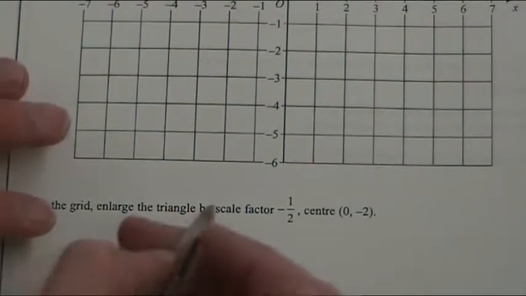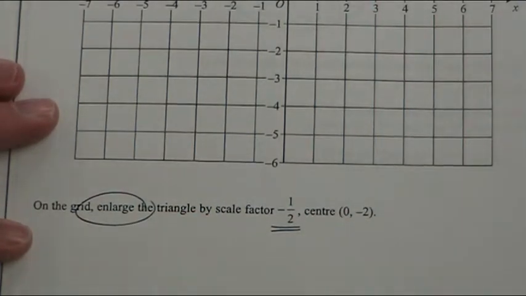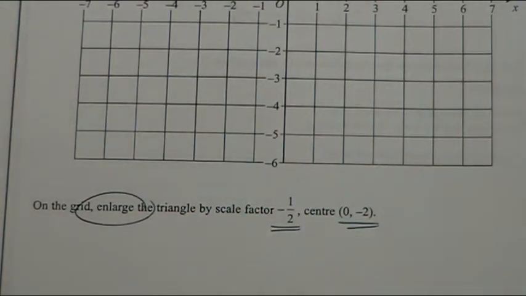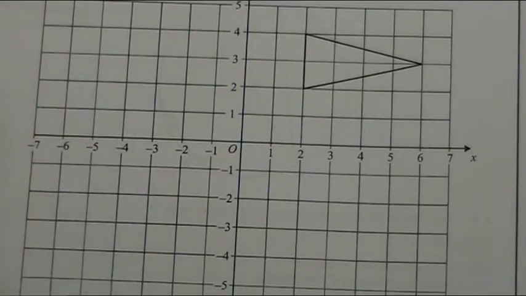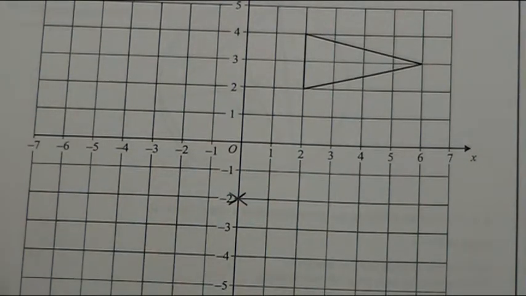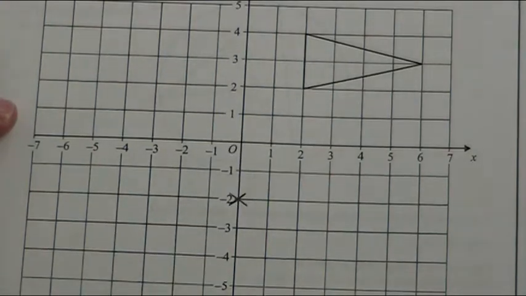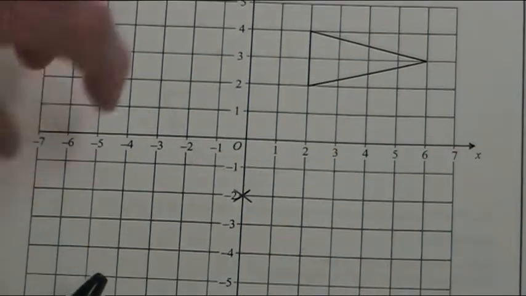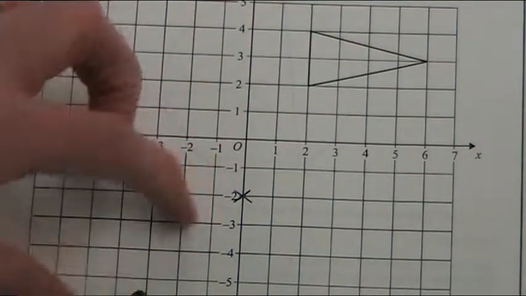Question 23, we're asked to enlarge by a scale factor of -1/2 from this centre point 0, -2. So the first thing I'm going to do is mark my centre point 0, -2. Now, a scale factor of half means make it half the size. But when it's a negative, it also means half the distance but in the opposite direction. So we're actually going to have this coming past the centre of enlargement over here.